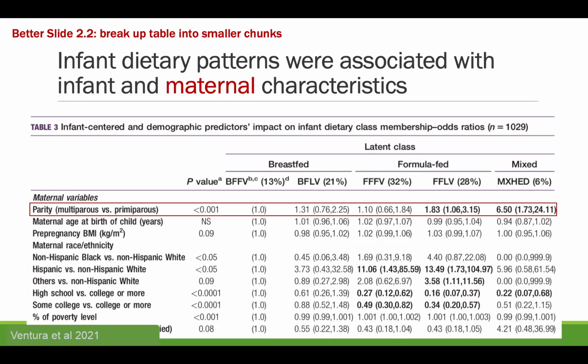Here's the second half of this table. Still a lot of numbers and a lot of words, but a bit easier to read, and we can continue to annotate and animate to focus attention.